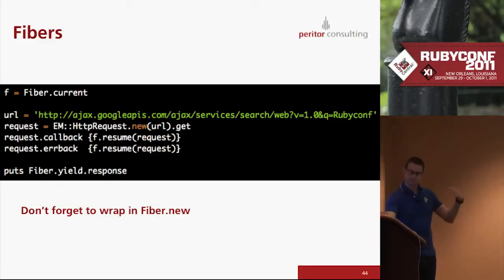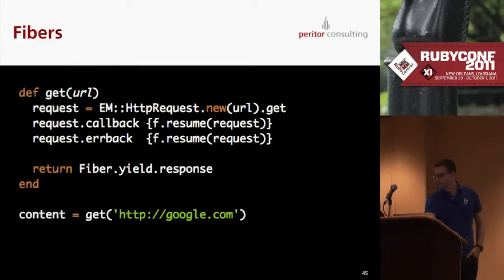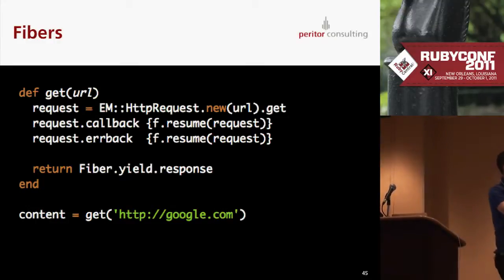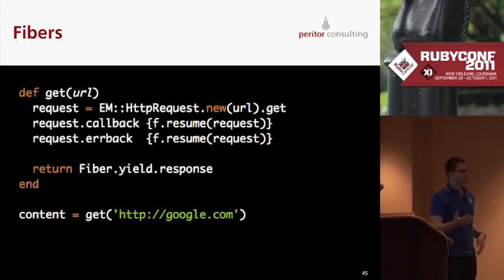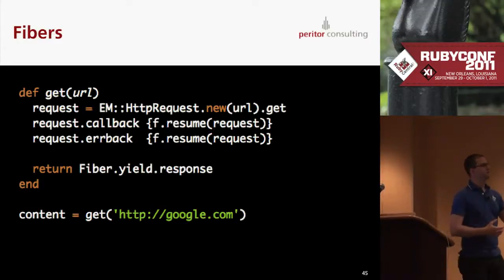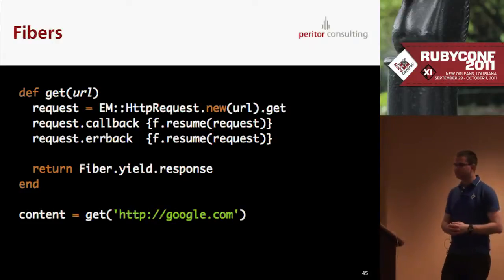So this is the complex implementation. If you would hide it in a method, it would look like this. Let's say we want to get a URL. We put all this fiber code inside the method so that the actual API for the user looks a lot nicer. It says content equals get of URL.